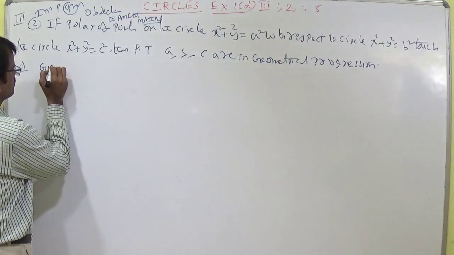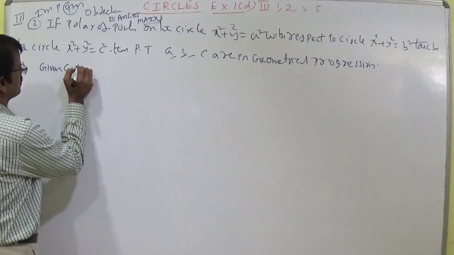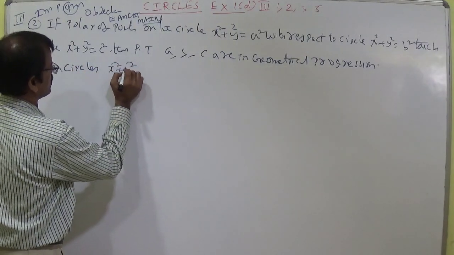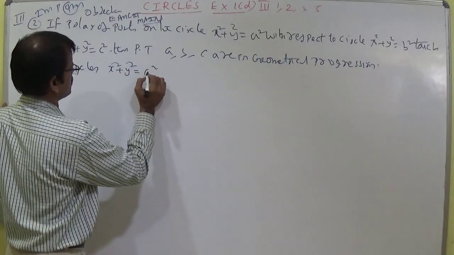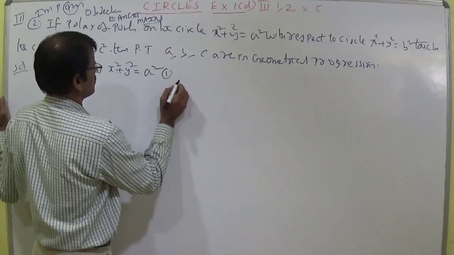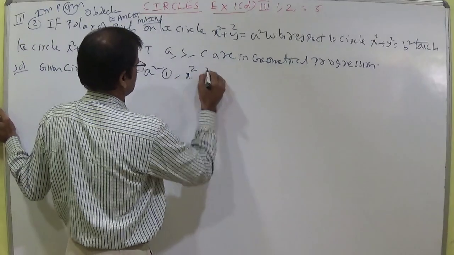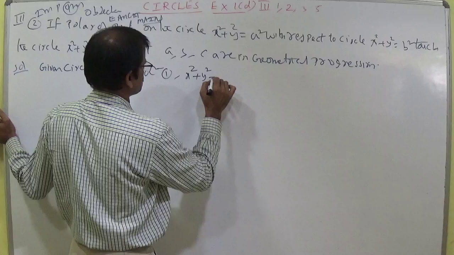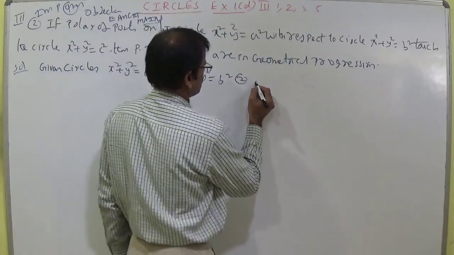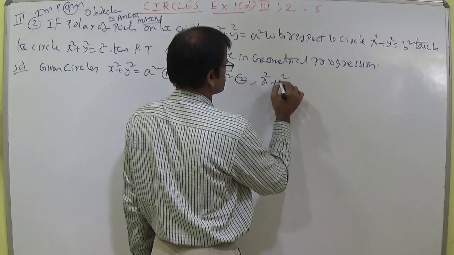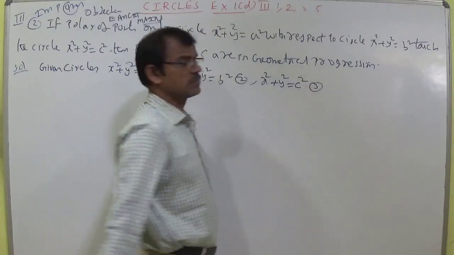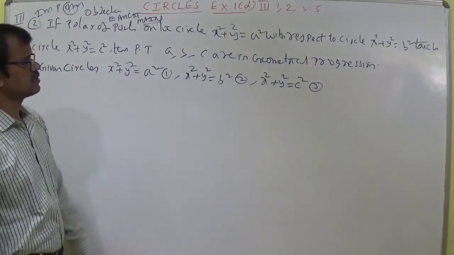Given circles, you can write as x square plus y square is equal to a square. This is the first circle. And x square plus y square is equal to b square. This is the second circle. And x square plus y square is equal to c square. This is the third circle. Let the names be 1, 2, 3.